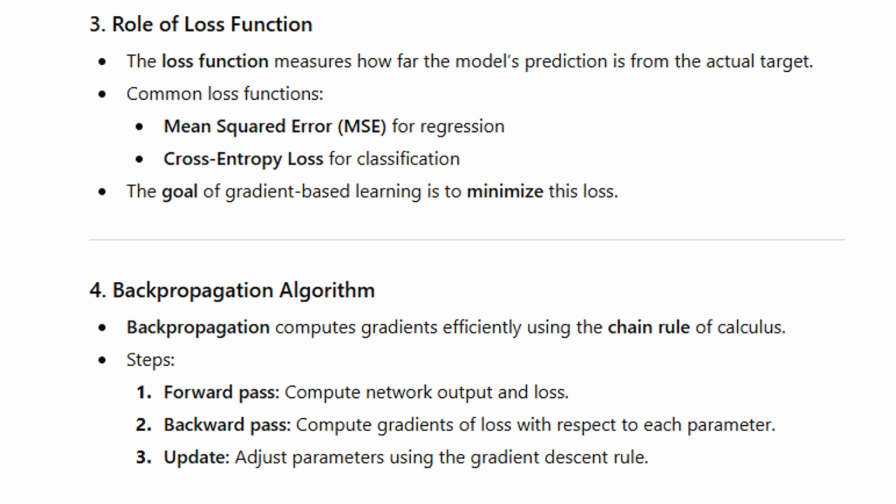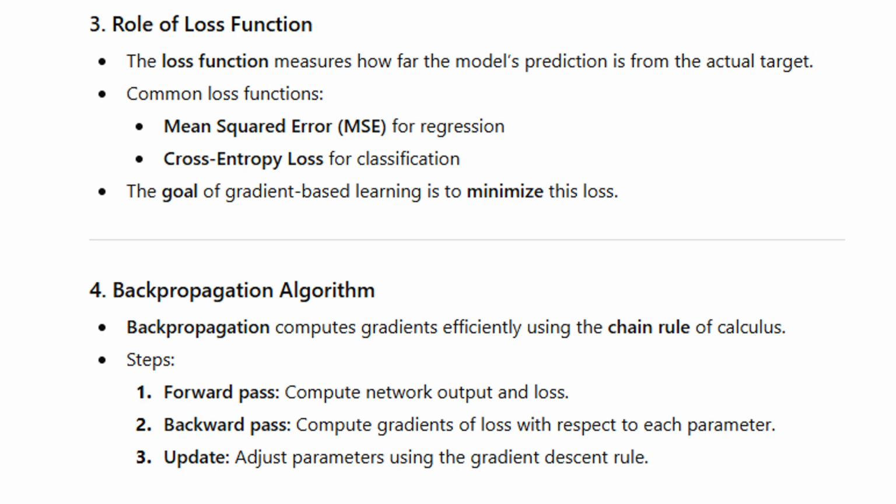The loss function measures how far the model prediction is from the actual value. Among common loss functions, we use mean square error for regression and cross-entropy loss for classification. These two are used. The goal of gradient-based learning is to minimize this loss. So for what purpose are we using gradient-based learning? To minimize the loss. The backpropagation algorithm computes gradients efficiently using the chain rule of calculus.